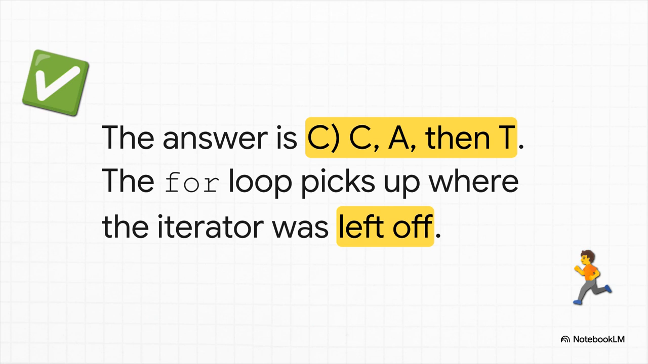We see C, then A from our manual calls, and then just T from the loop. And this is so important to get. The for loop didn't start over. It just picked up the very same bookmark right where we left it and kept going until it was finished. All that was left was T.